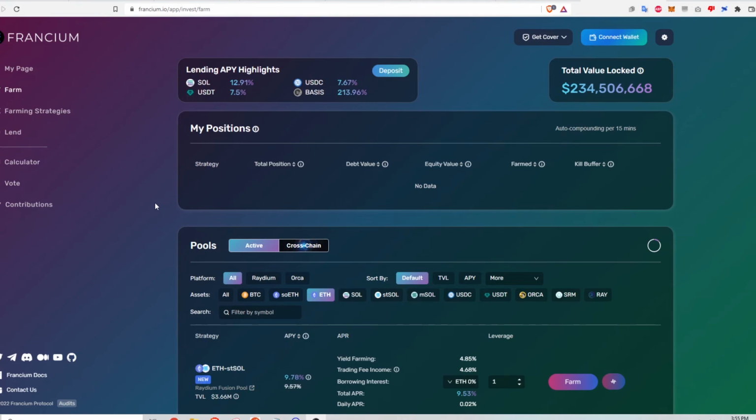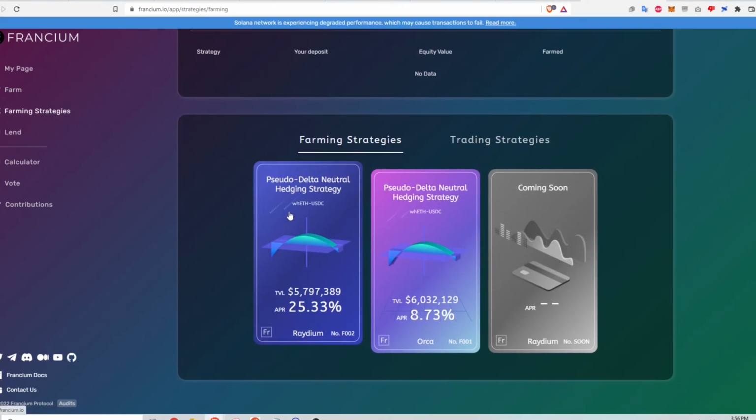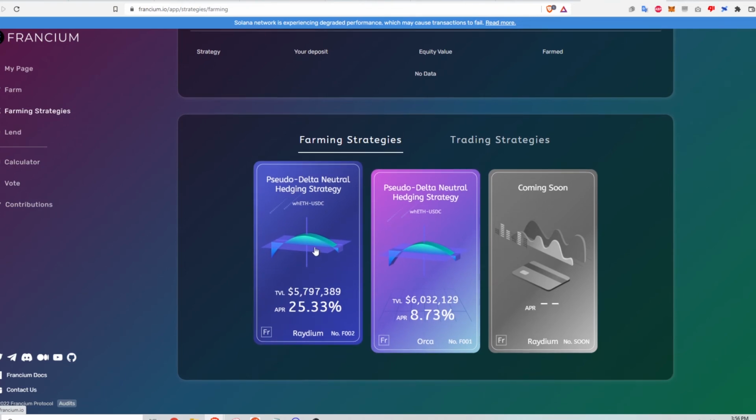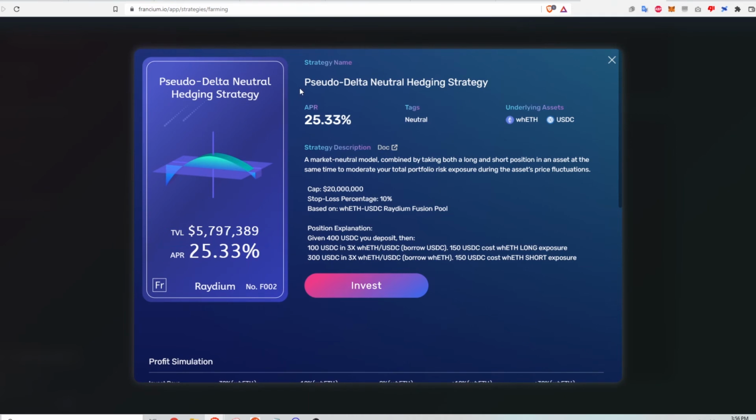Okay, let's take a look at a real-world example of the pseudo delta neutral strategy on Francium. So this is one of the platforms where I can automate the entire process that I just described on the pseudo delta neutral strategy using leverage yield farming. So if I go to farming strategies here, there are two that are available with the underlying assets being Wormhole ETH and USDC. And same thing here, they're just using two different platforms to do this farming. So I'll click in here. And it gives a description of what the strategy is about, what the APR is.